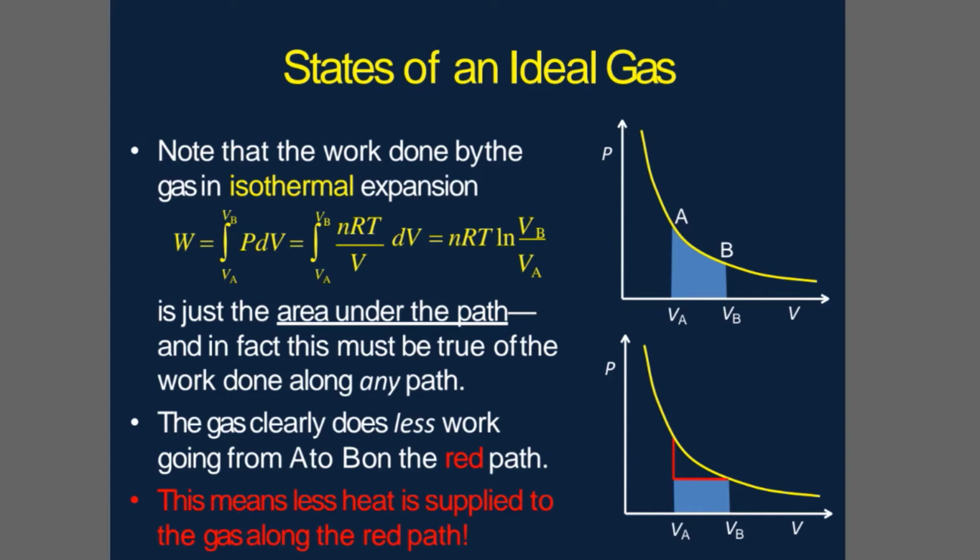Note that the work done by the gas in isothermal expansion, where W equals the integral from VA to VB of P dV, which is given by nRT ln of VB by VA, is just the area under the path. In fact, this must be true of the work done along any path. The gas clearly does less work going from A to B on the red path, as shown in the figure below. This means less heat is supplied to the gas along the red path.